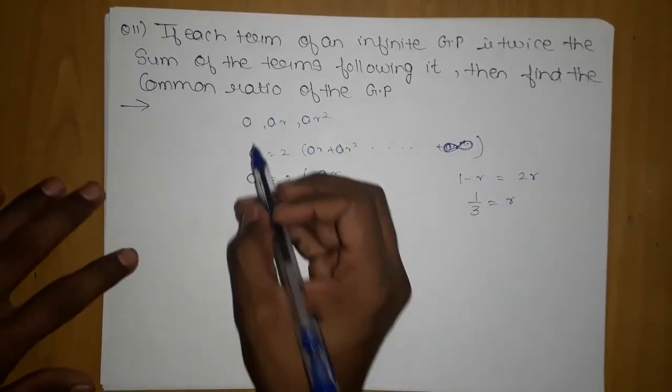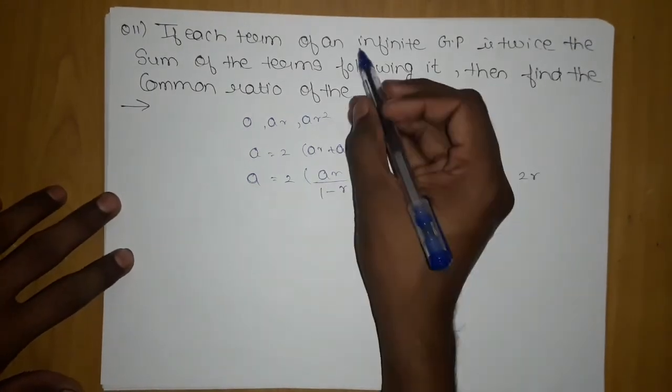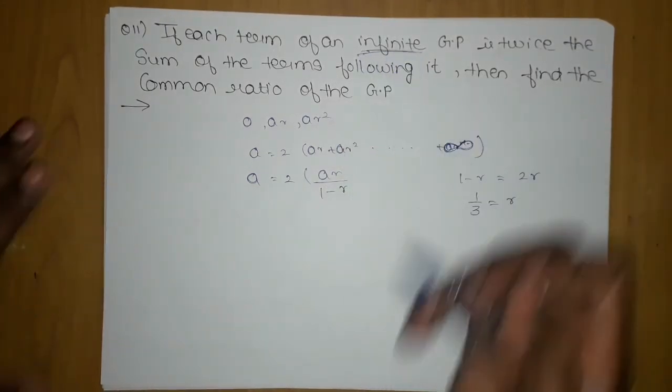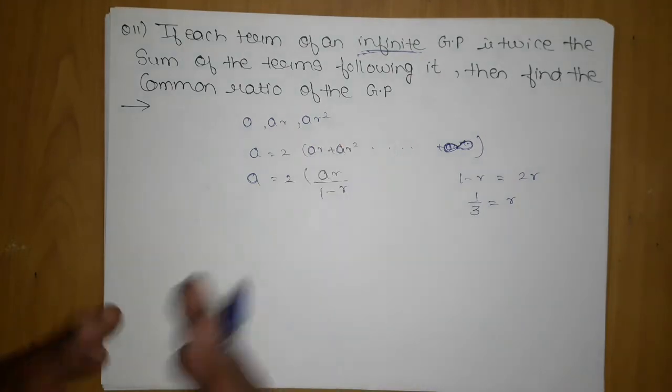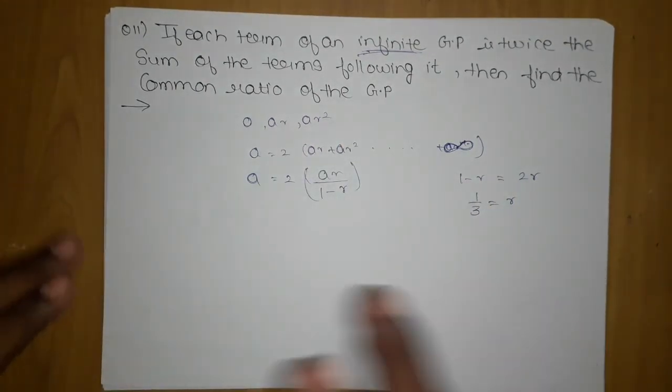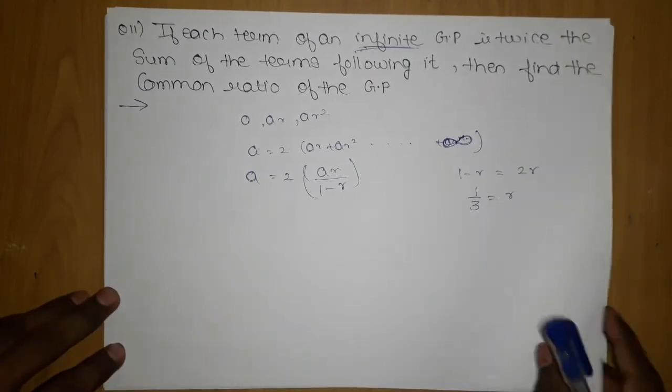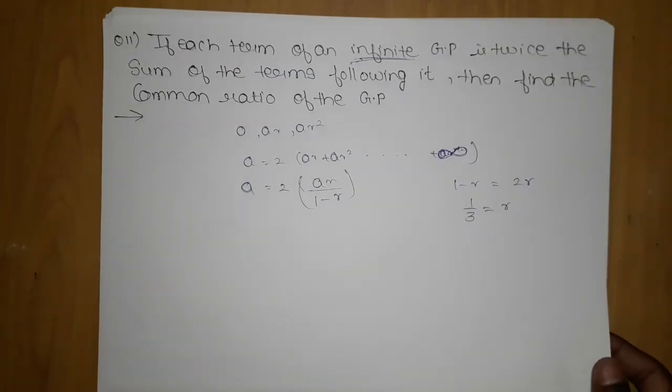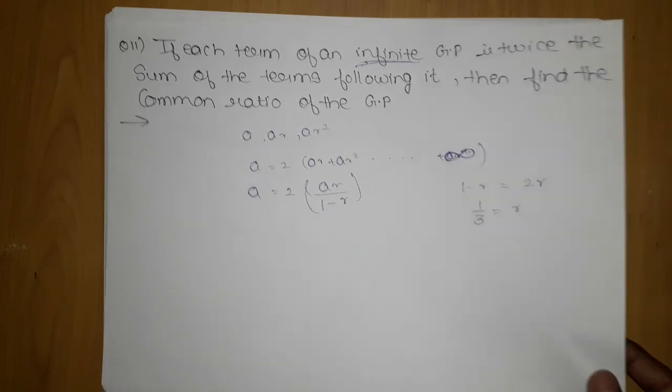You equated the first term to twice AR square. I didn't read it, I just missed it. After I came to know that it is written infinity, I did the infinite sum, and then we got the answer, which is R is equal to 1 by 3. That is what we needed to find out. So let's move on to the next question. This question was just checking your chapter understanding, language skill.